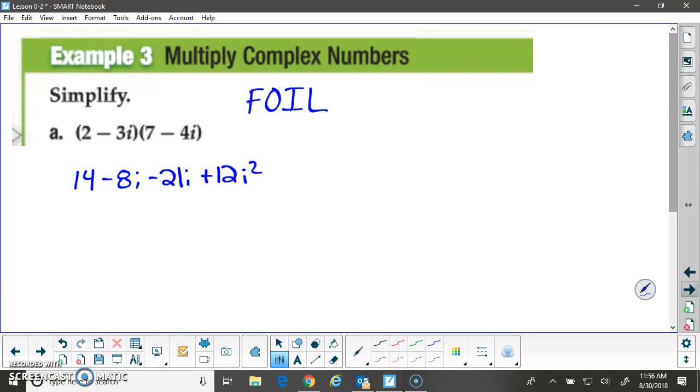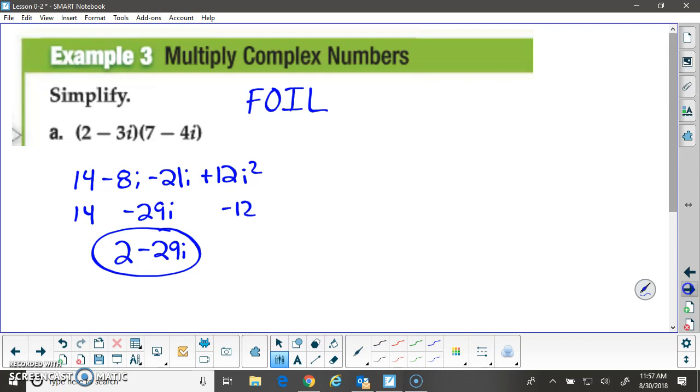Now we need to simplify this expression. Going back to the i squared, since i squared is equal to negative 1, this term at the end simply simplifies into negative 12. Still got the 14. We can combine the middle two terms because they're like terms to get a minus 29i. And now combining the constant terms, we end up with a result of 2 minus 29i. And there's your new complex number after multiplying the two.